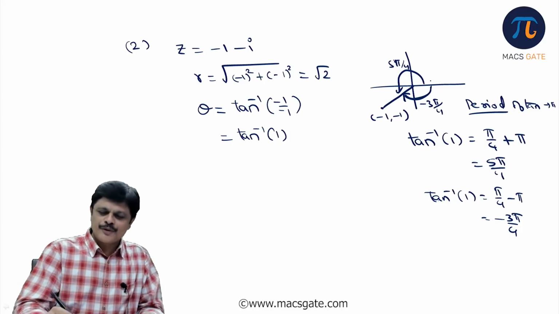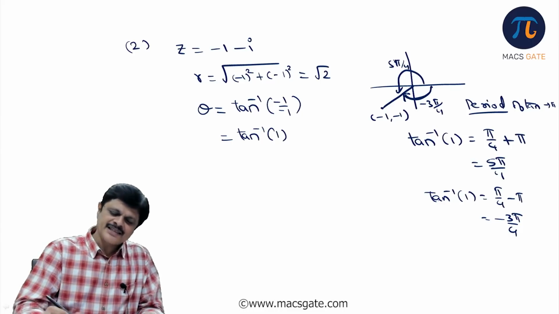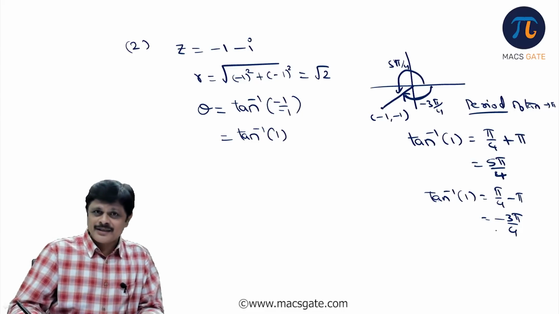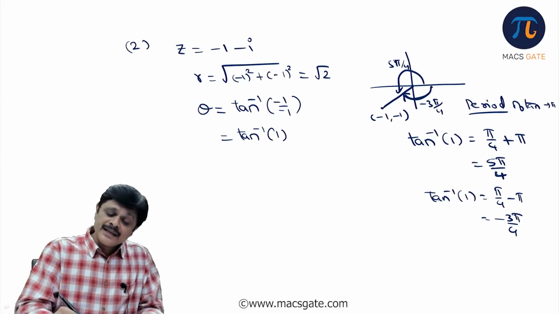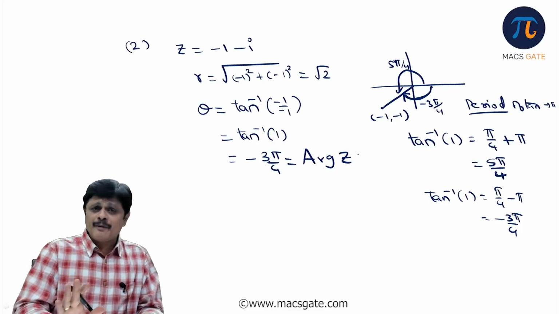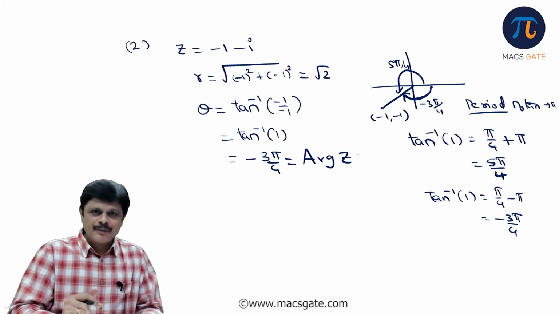Am I clear? So you can easily remember what this angle is. If you are not able to note it directly, you can use this small trick to understand what this angle is. This angle is minus 3 pi by 4. Both 5 pi by 4 and minus 3 pi by 4 are correct, but 5 pi by 4 is more than pi, so it is not the principal argument. When you want the principal argument, you take minus 3 pi by 4. This is the principal argument. 5 pi by 4 you can get from minus 3 pi by 4 plus 2 pi, no?